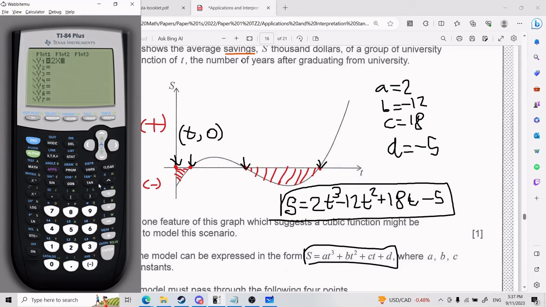So I'm going to take 2x cubed minus 12x squared plus 18x minus 5. So I go ahead and graph. My graph is probably not going to look that nice. Okay, that is all right. No worries. Go ahead, I'm going to change my window a little bit. Change the zoom in particular. Zoom fit. See what happens.